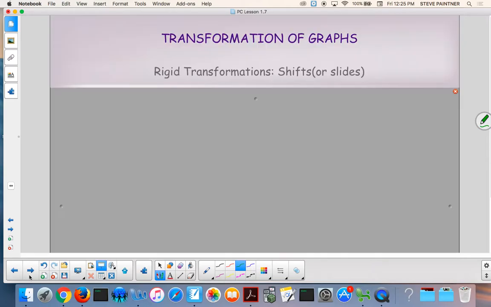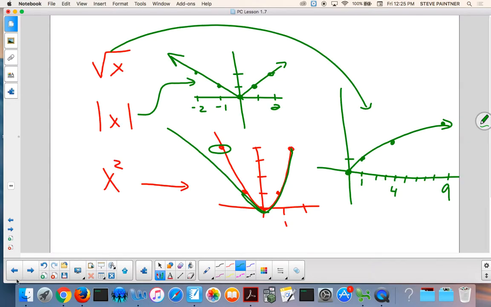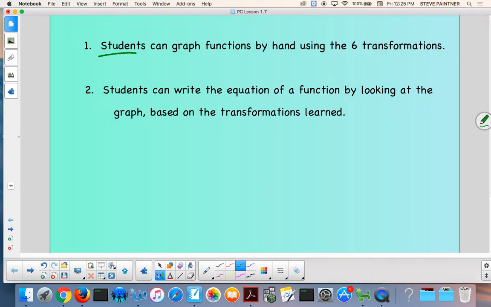So here's what you're going to do today. Students can graph functions by hand using the 6 transformations: right, left, up, down, symmetry, and stretches and compressions, okay? So you need to know how to do all those, okay? Students can write an equation just by looking at a function on graph. This is kind of hard for students to do, but we'll get into it, okay?